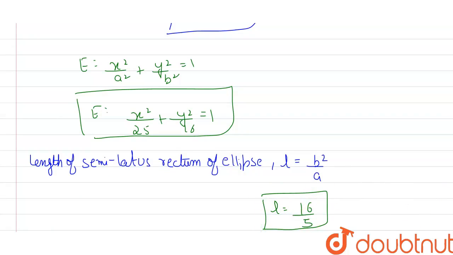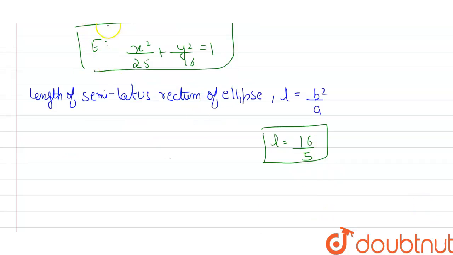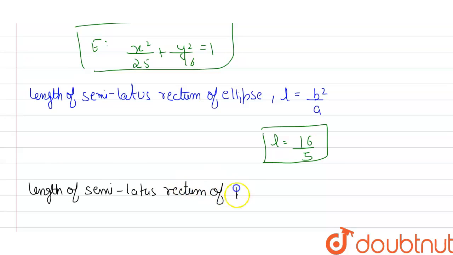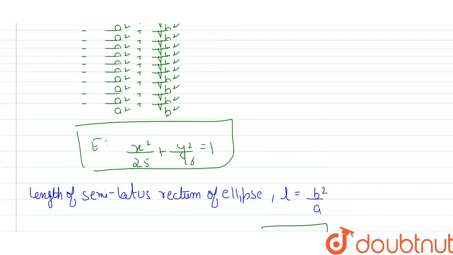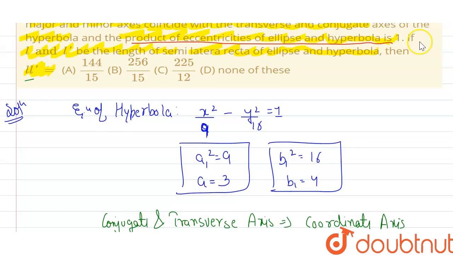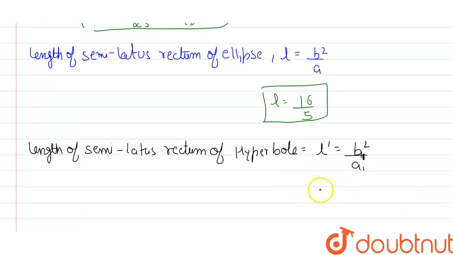Now I have to find the semi-latus rectum in the case of the hyperbola. So the length of the semi-latus rectum of the hyperbola is my L dash here. This is equal to b1 square by a1. What is the value of b1 if I go to the top now? b1 square is 16 and a1 is 3. So again, L dash will be 16 divided by 3.